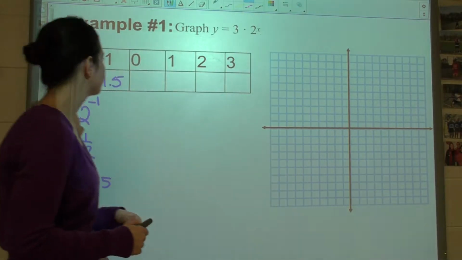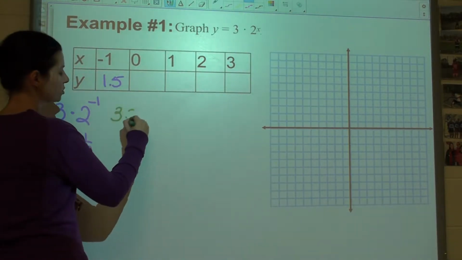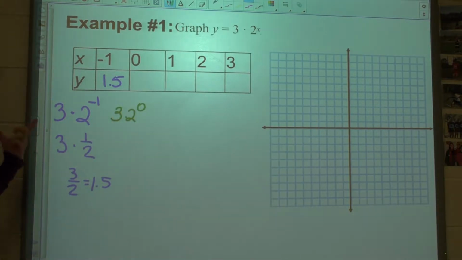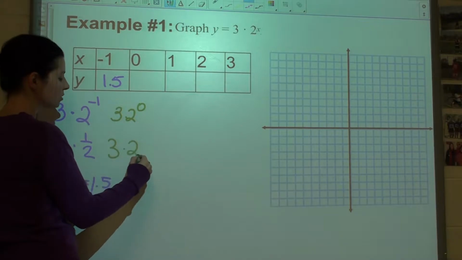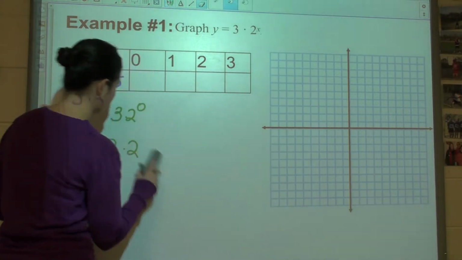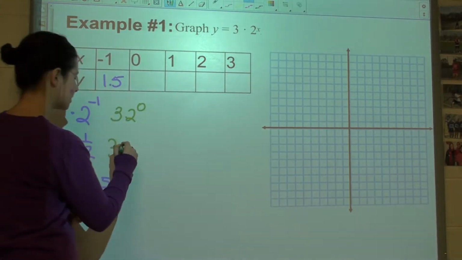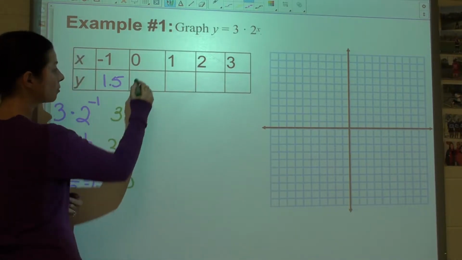For my second one, I've got 3 times 2 to the 0 power. And hopefully you remember anything to the 0 power is 1. So I've just got 3 times 1. Oops, I don't know why I wrote 2. I've got 3 times 1, which is just going to give me 3.